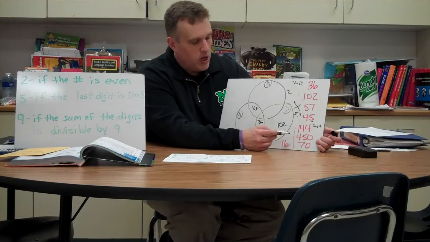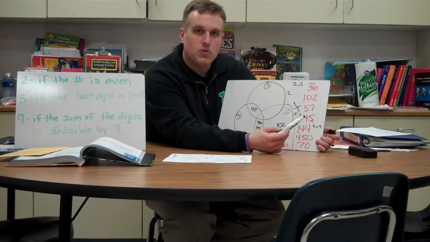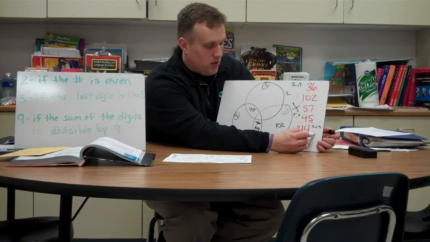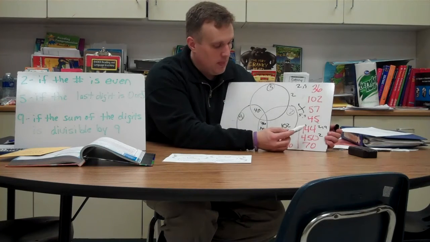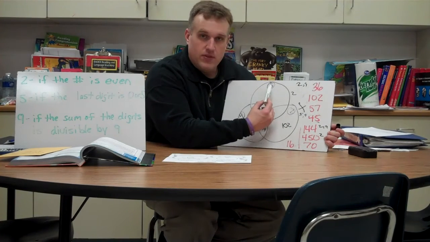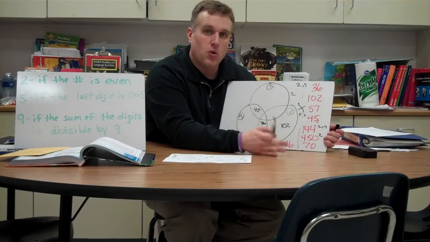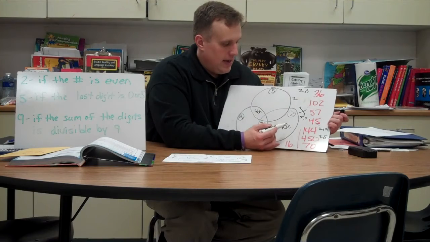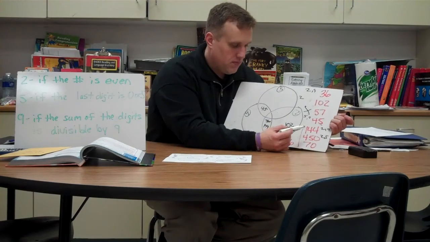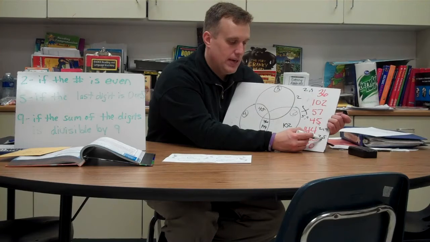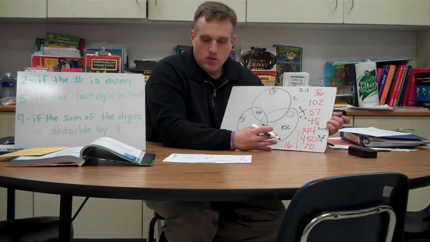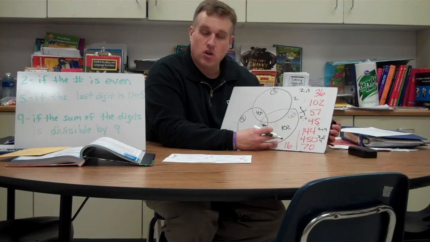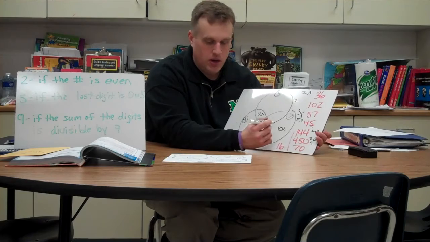Alright, 450. Okay, start with my 2's. Does it end with a 0, 2, 4, 6, or 8? It does, so it's even. So I know it's divisible by 2. If it's divisible by 5, does it end with a 0 or 5? It does. So I'm going to put a 5 there as well. And then if I add 4 plus 5, that gives me 9, and I know it is divisible by 9, because 9 can go into 9. So this one, it's all 3.